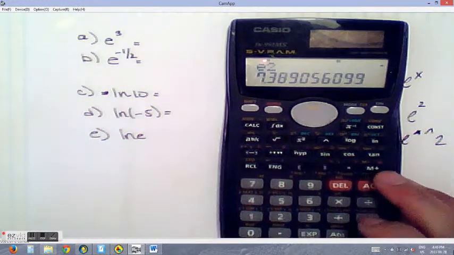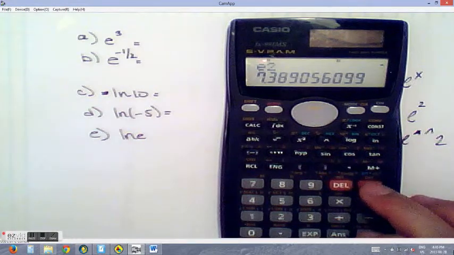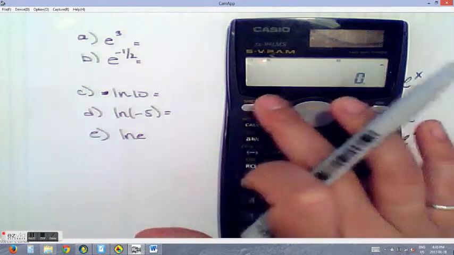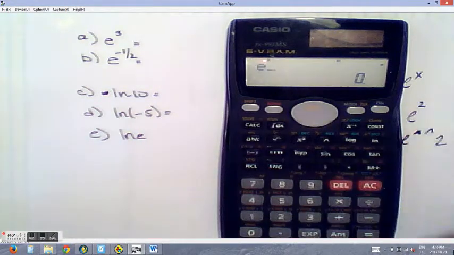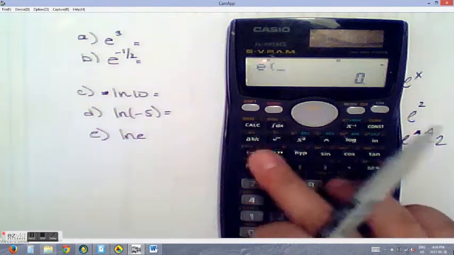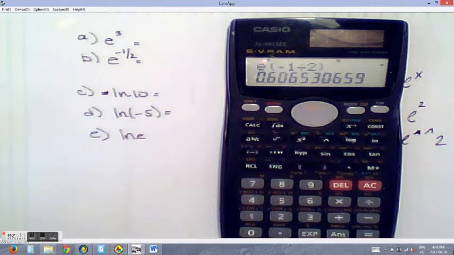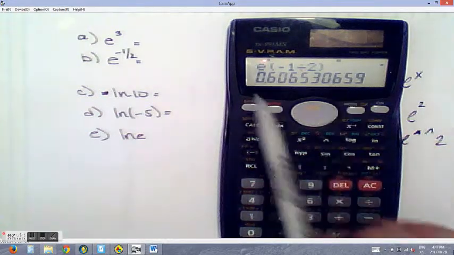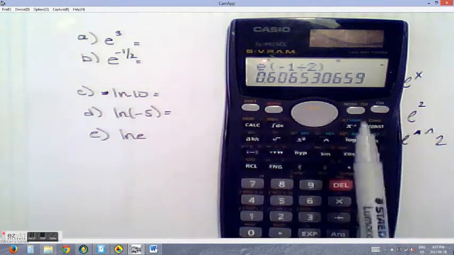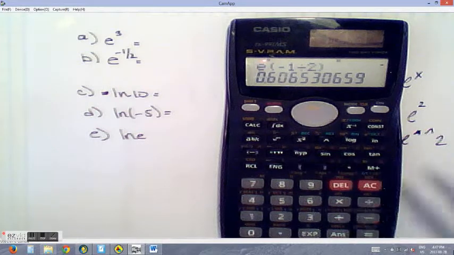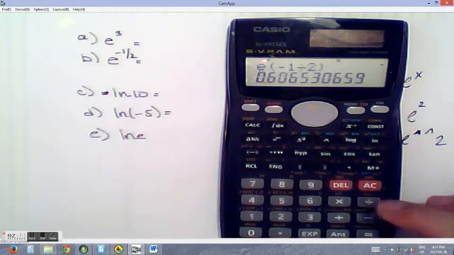Okay, so let's try another one. So e to the negative a half. So e, bracket negative 1 divided by 2. Okay, 0.6065. You want to get the same number, or if you don't get the same number, try different combinations. Maybe you have to put in the exponent first and then push e, depending on your calculator.